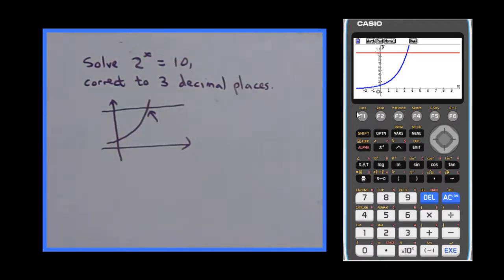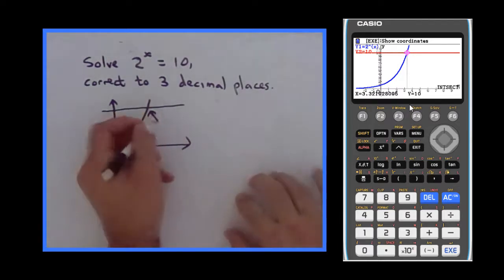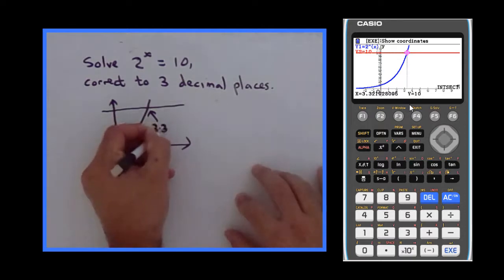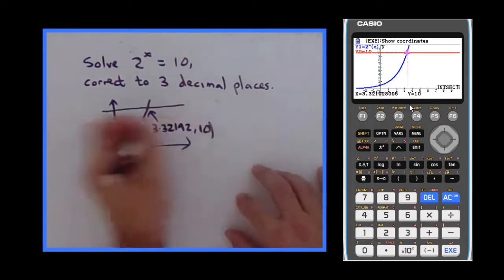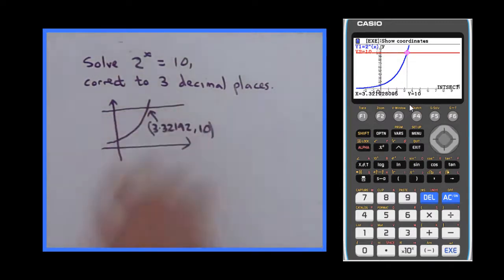To find the intersection, we need Shift G solve, and we want intersection, so F5, and that tells us that x equals 3.32192, and y is 10. So that's where that point is. This is probably good enough for working out, and then we just need to give the answer.